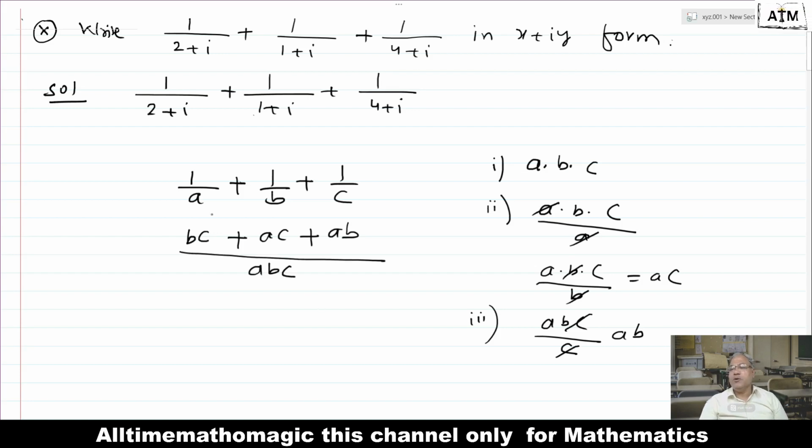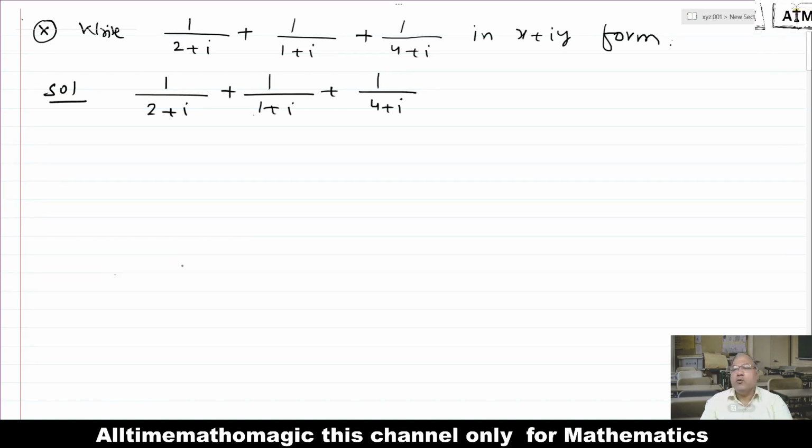So the simple way it can be remembered: what is there in the first part of the denominator? A. So don't write A, write the other two parts, that is B and C. In the second fraction, the denominator is B, so don't write B, write down the other two parts, that is A and C. And in the third denominator, there is a C, so don't write C but write A and B. So this is the way we can do the addition of 3 fractions given in this form.